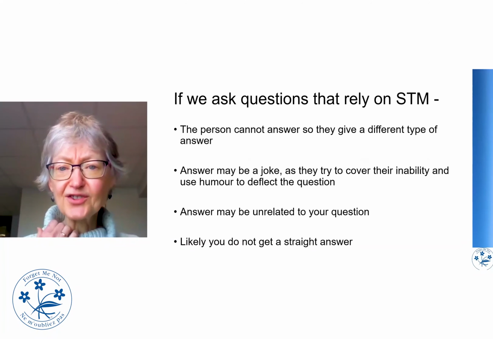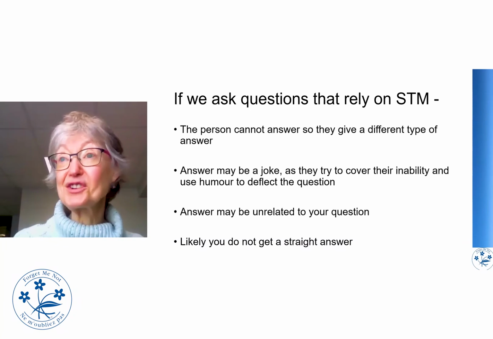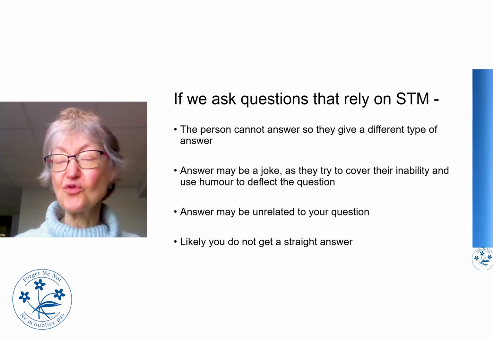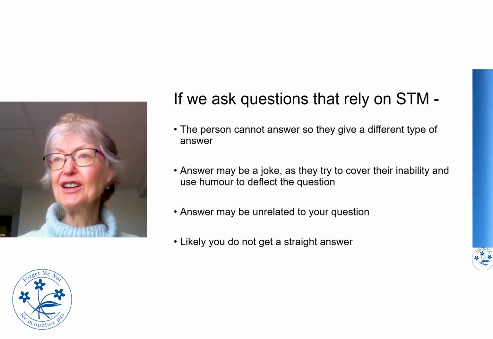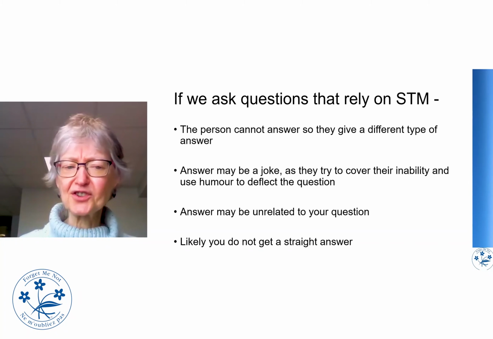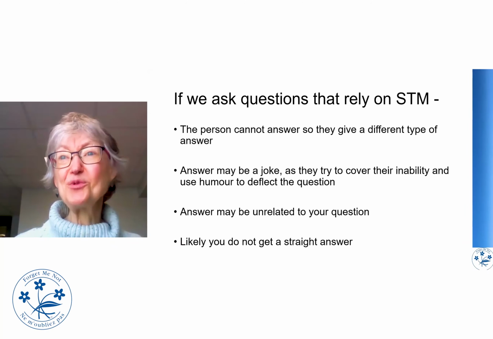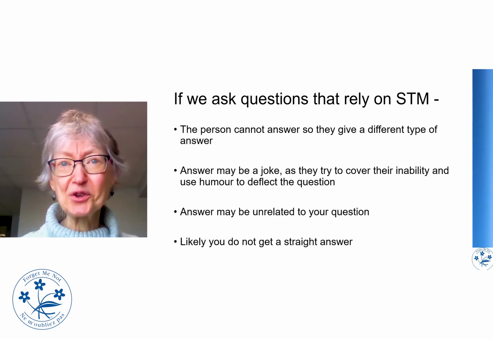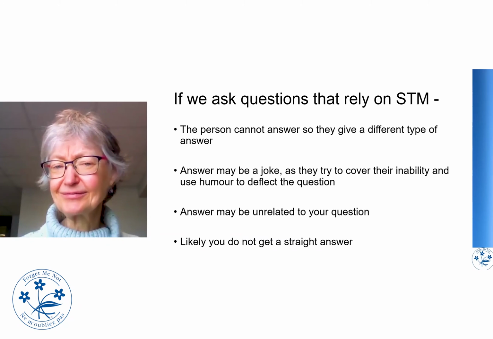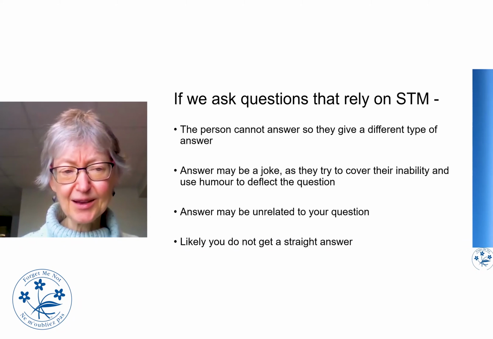So if we ask questions that rely on short-term memory, the person cannot answer, so they might give a different type of answer. They might try to make a joke. They might try to cover their inability by using humor. They might try to deflect the question. They may give you an answer that's unrelated to your question, or you don't get a straight answer. So that's one thing that can happen.